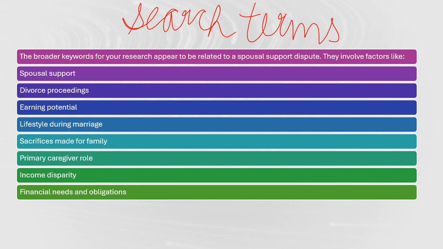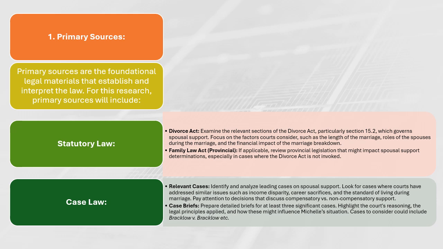So here, based upon this Michelle's case, we all know that the very first important word is spousal support, then divorce proceeding, earning potential, lifestyle during marriage, sacrifices, primary caregiver, income disparity, financial need. So these are the broader keywords. Then you have to refine your search.